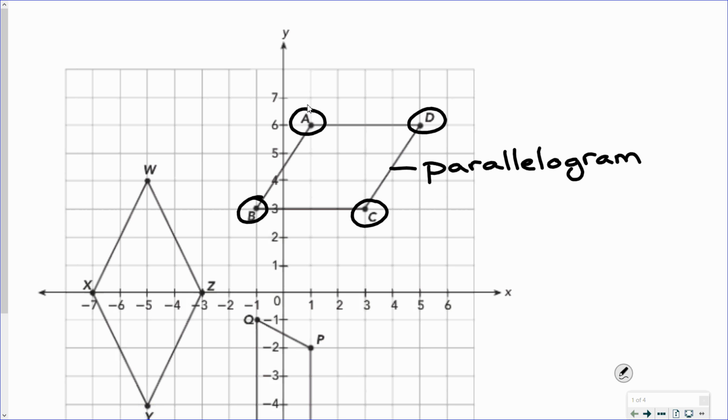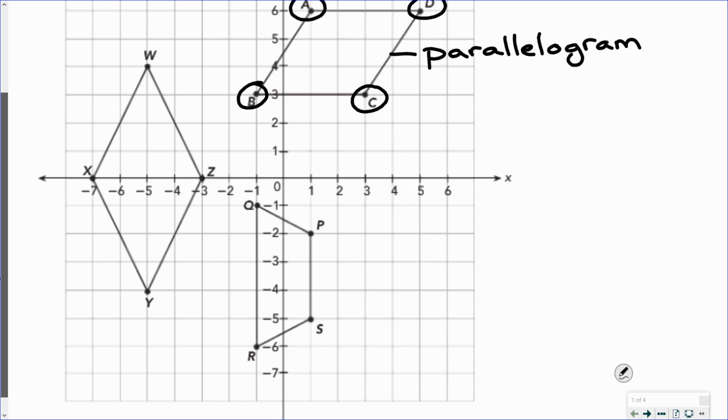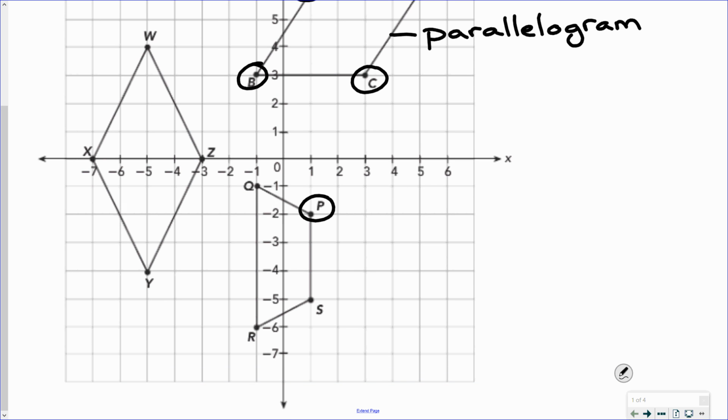So our next figure is down here. It is created with points P, Q, R, and S. We see P is at 1, negative 2. Q is at negative 1, negative 1. R is at negative 1, negative 6. And S is at 1, negative 5. And the figure that it creates is a trapezoid. It is a trapezoid because it has one set of parallel sides.